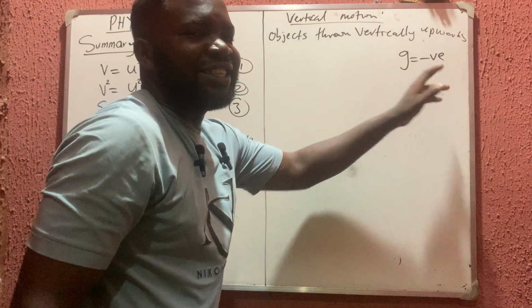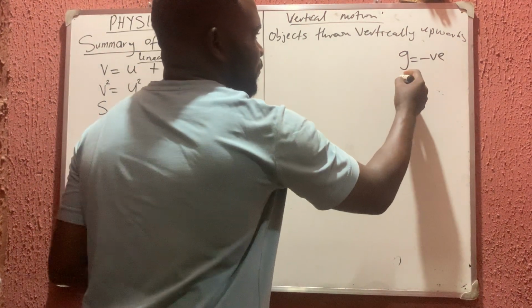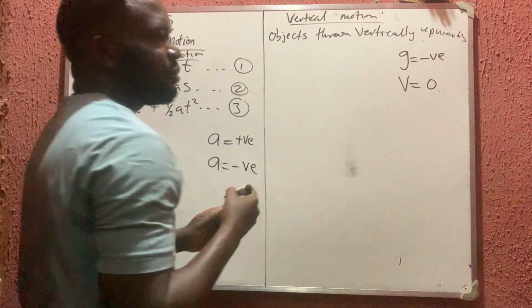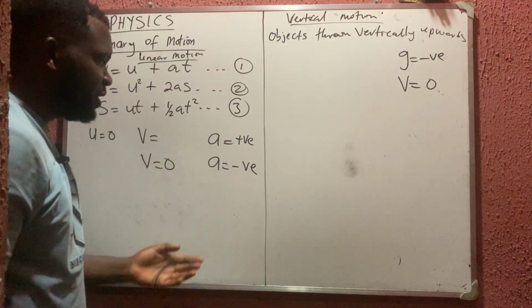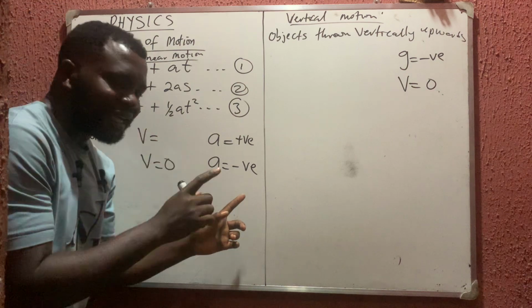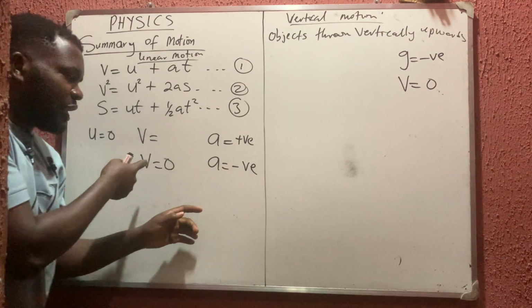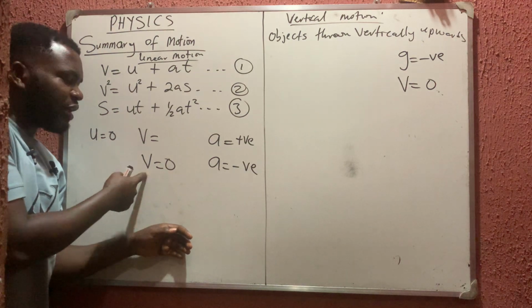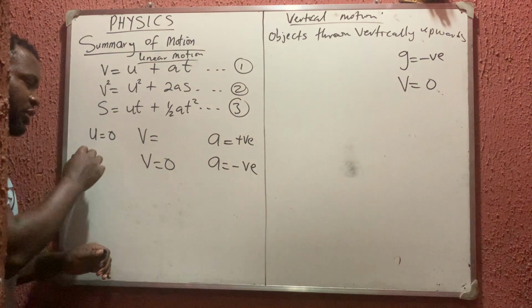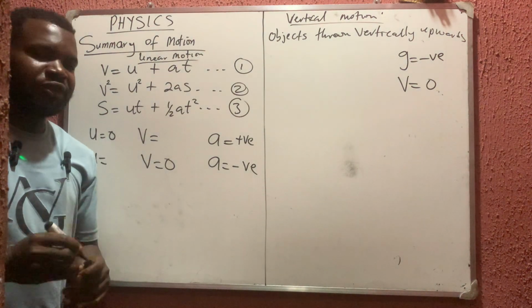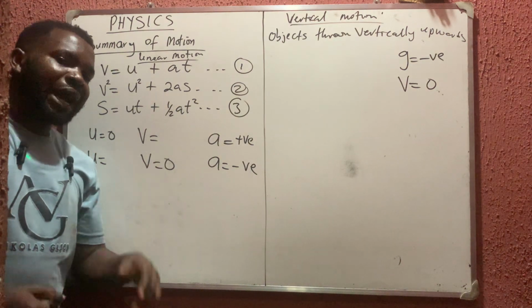Your g is negative, and if your g is negative, it means your final velocity must be zero, because it is retardation. I told you that in retardation your acceleration will be negative, and if acceleration is negative, then your final velocity will be zero. Your initial velocity will now be any velocity given to you, or maybe they will ask you to find that velocity.